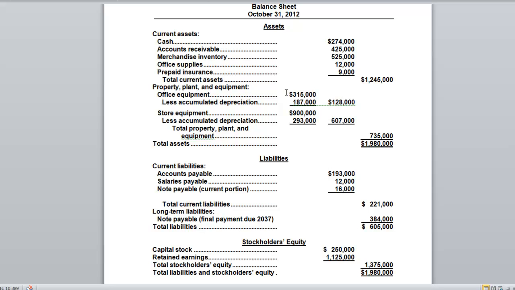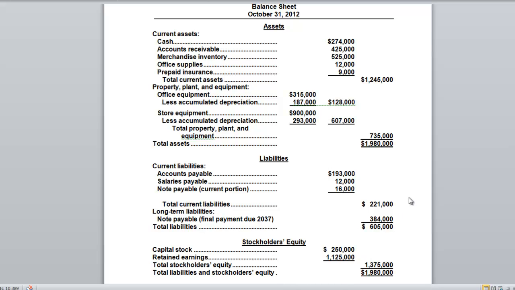So the historic cost was $315,000. The total amount of depreciation that was accumulated was $187,000. The 315 reduced by the 187 gives us our book value of $128,000. The total of our current assets and our property, plant, and equipment, which is also known as PP&E, or fixed assets, the total of those two is $1,980,000.